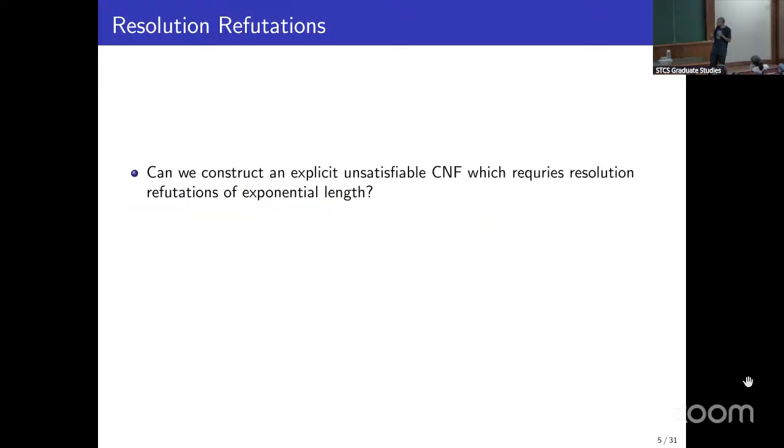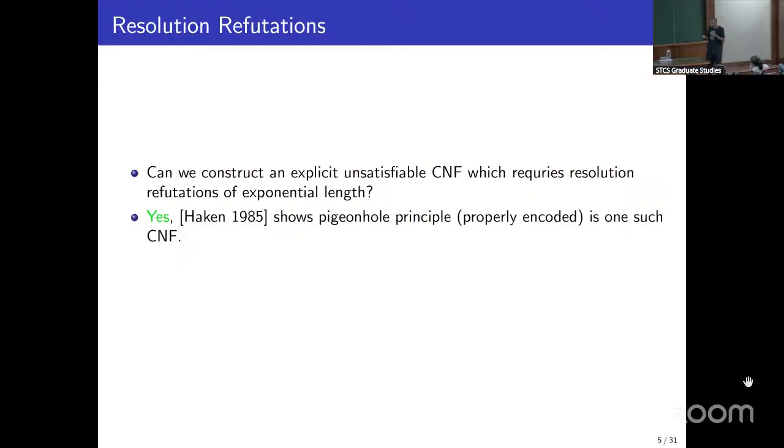So the natural question now is, can we construct an explicit small CNF which requires resolution refutations of exponential length, or at least super-polynomial length? So this was first done by Haken, and he showed that the pigeonhole contradiction in appropriate encoding requires exponentially large resolution refutations.